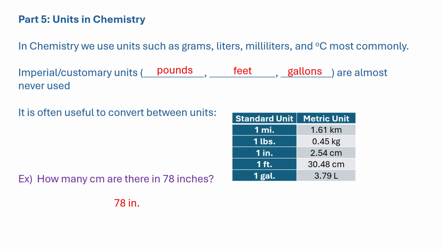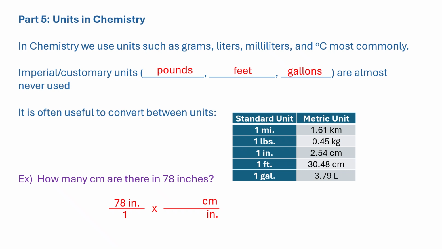So the first thing we're going to do is write our starting number with units, in this case it's 78 inches, as a fraction, which means we're going to put it over 1. Then we're going to take that fraction and multiply it by another fraction. And the unit that we want to get rid of is going to go on the bottom of that next fraction that we just started to write. The reason for that is we want to be able to cancel inches and get to what the question is asking us for, which is centimeters. So centimeters will go on top.